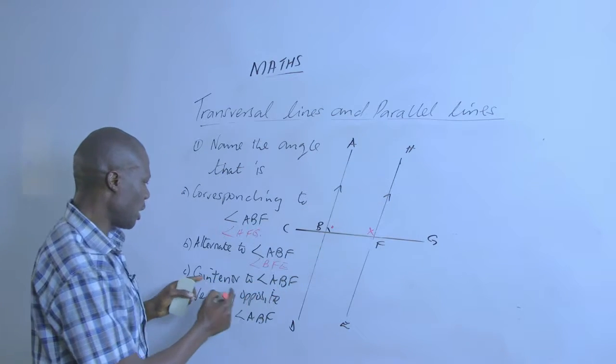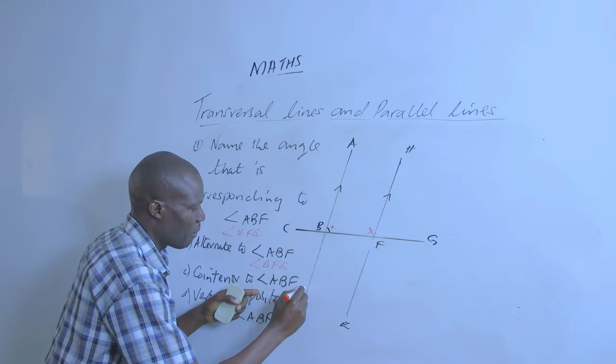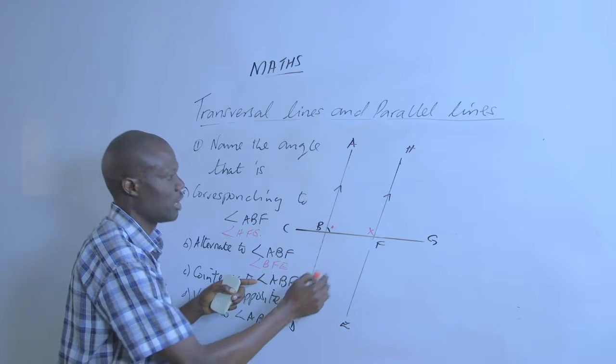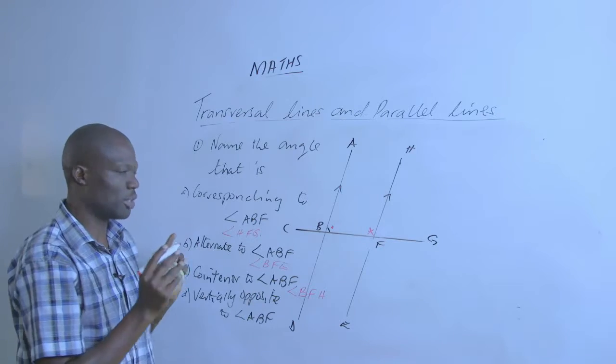So you'll find that the angle we are looking for here is the angle BFH. So the angle that is cointerior to ABF is angle BFH. This is the angle. So the two angles are cointerior.